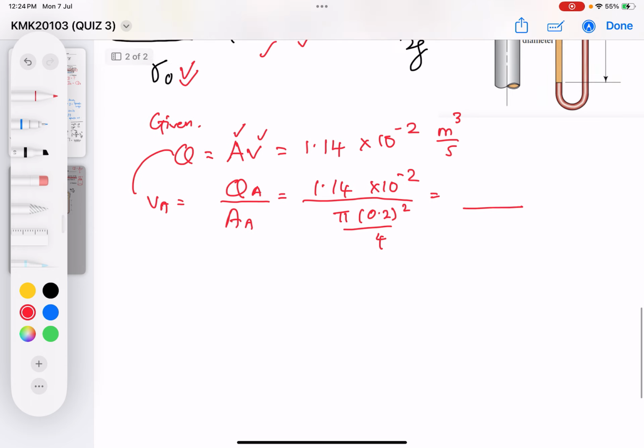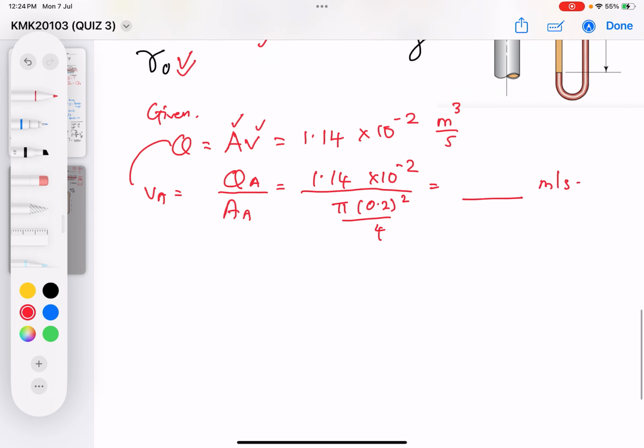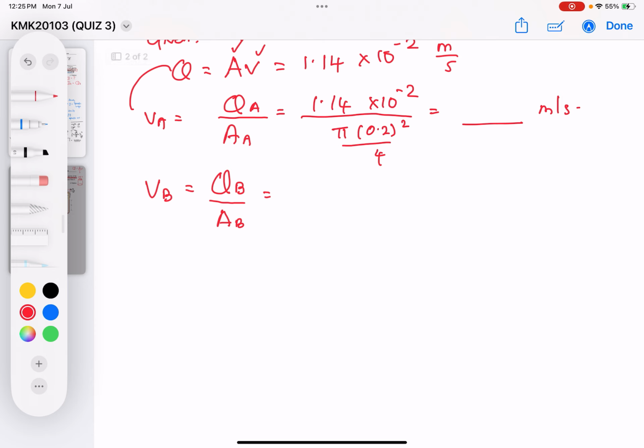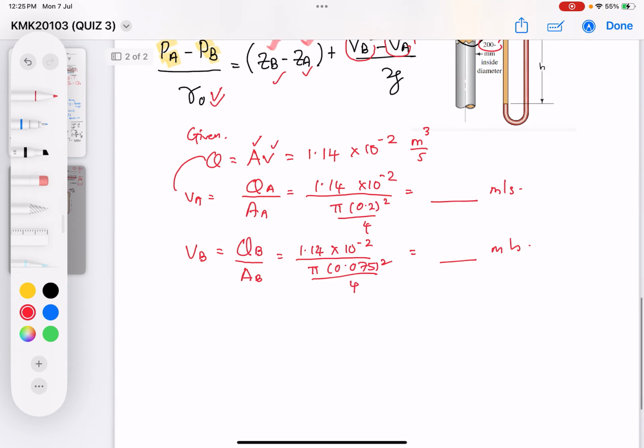Then I'm going to get the value of VA in the unit of meter per second. Same goes for the VB. VB equals to Q at the point B divided by area at the point B. The area is actually pi multiplied by diameter to the power of 2 divided by 4. If you notice, the Q here was equal to 1.14 times 10 to the power of negative 2 divided by pi, converted unit to meters, 0.075 divided by 4. Then I'm going to get the velocity at the point B.